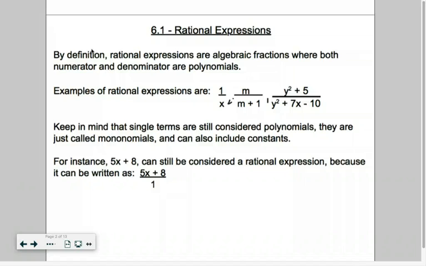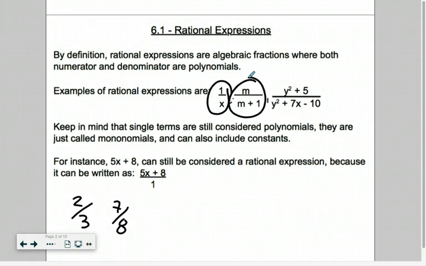You might be familiar with rational numbers, things like 2/3 or 7/8. If they can be written as a fraction, we consider them a rational number. What we're going to be dealing with now, though, is not just rational numbers, but rational expressions, which means they involve variables. One example is 1/x. This is considered a rational expression, using both variables and numbers, like 1 and x.